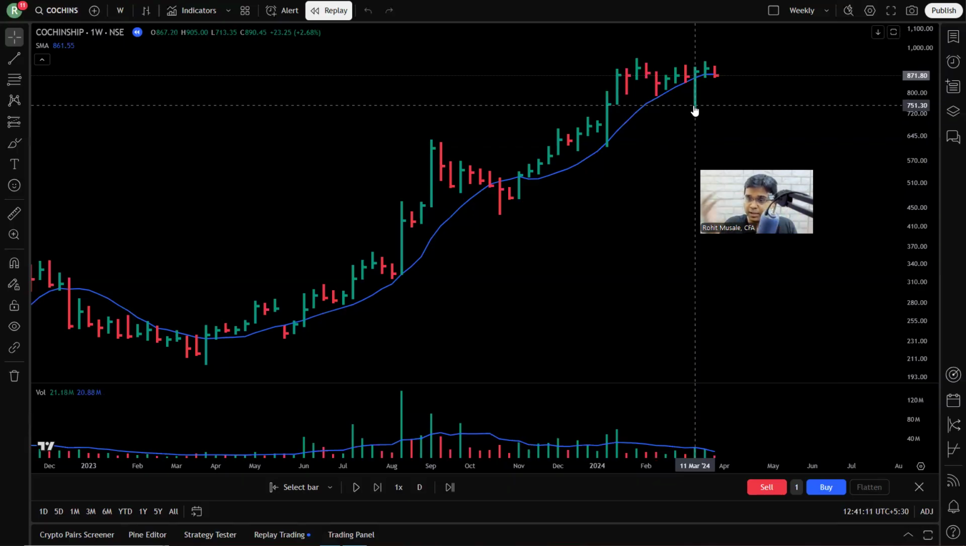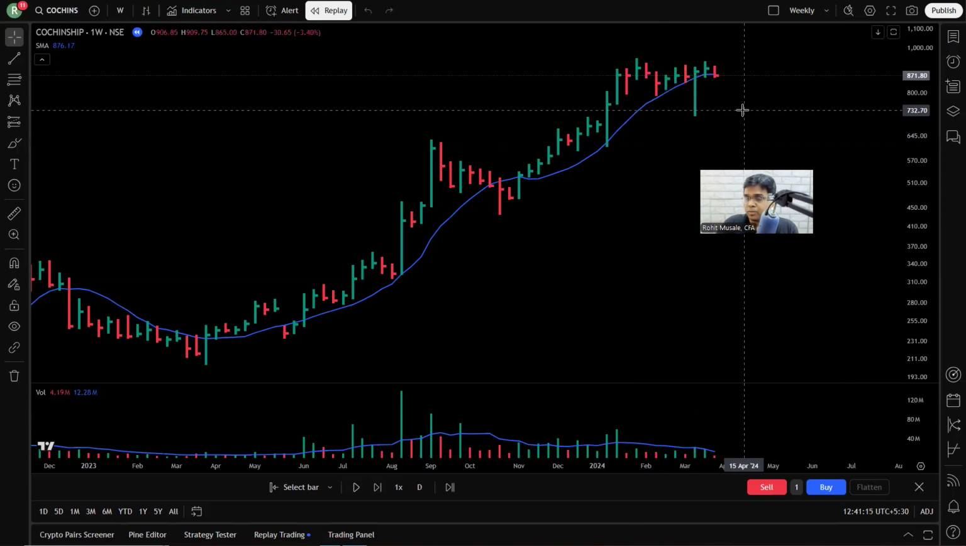What are the negatives of the base? This could probably be base number 3 or base number 4. Now I don't remember Cochin Shipyard. I think this was base number 3. Okay. So this could be base 3, base 4, so late stage, or intermediate, middle stage. That could be one disadvantage of the base. So we have to weigh the pros and cons and adjust our position size accordingly.